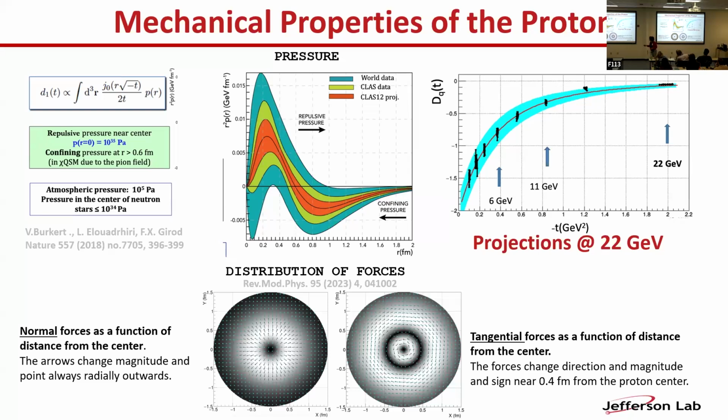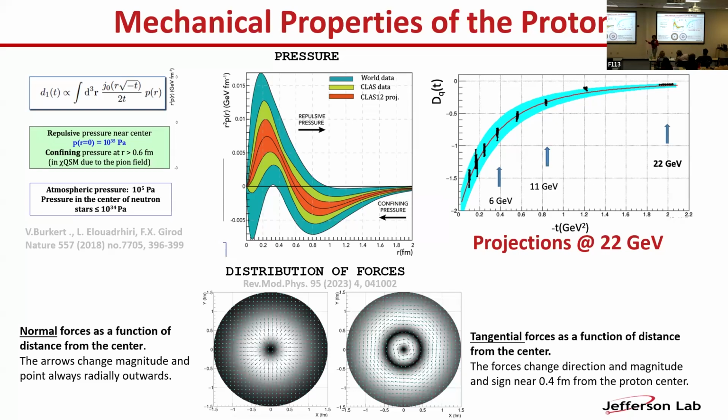And these are our results. So this is the pressure, the distribution of the pressure inside the proton, using the DVCS data at 6 GeV. This is the yellow. The blue is the extraction that we made assuming the previous world data on DVCS, mainly HERA data. With CLAS, we extracted this yellow, and with CLAS12, we will reduce the uncertainties in this way.